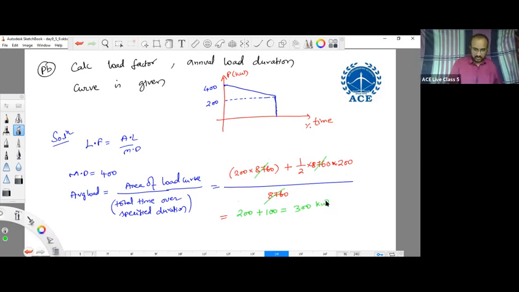So once you know the average load and maximum demand, you can calculate the load factor. Average load is 300 and maximum demand is 400. So how much do you get as the load factor? Calculate and post the answer.